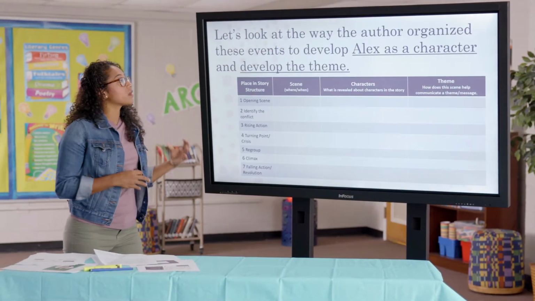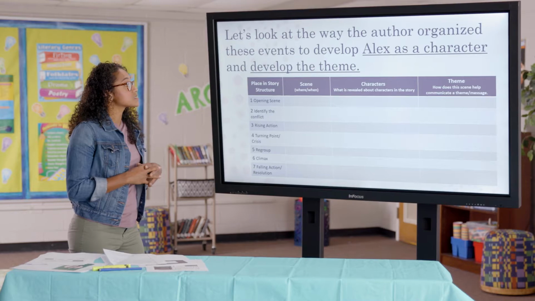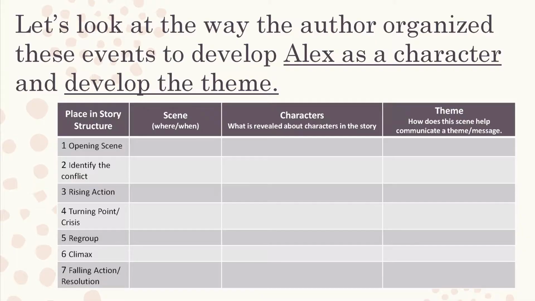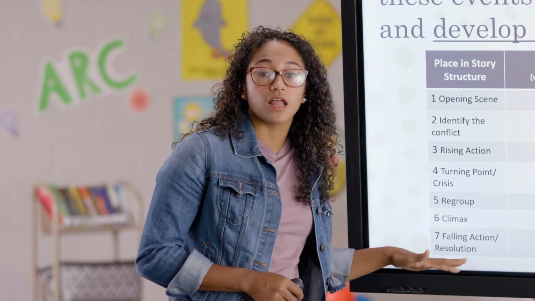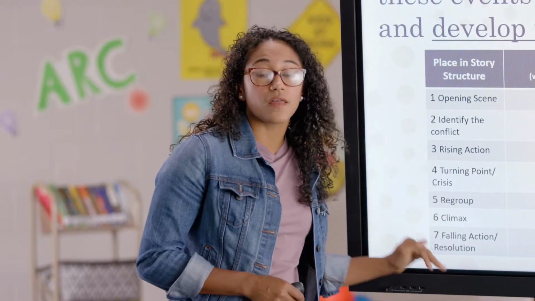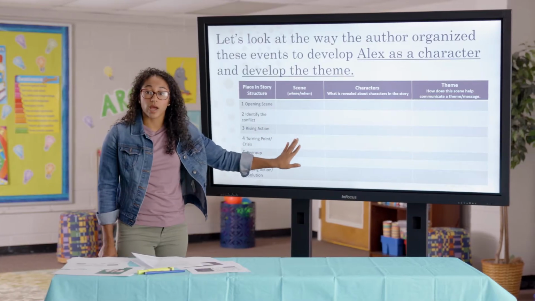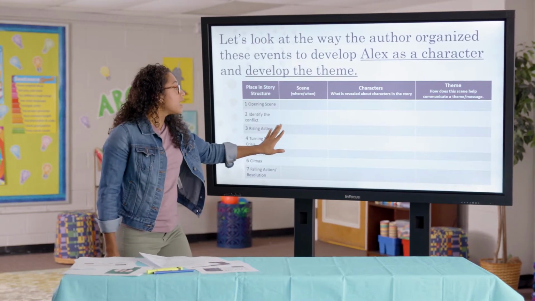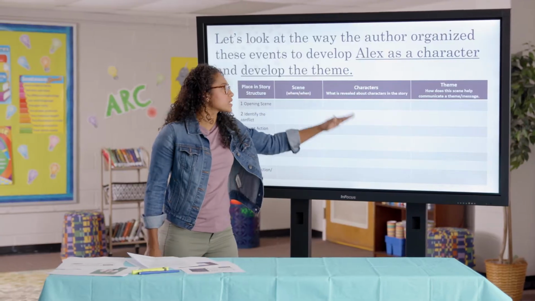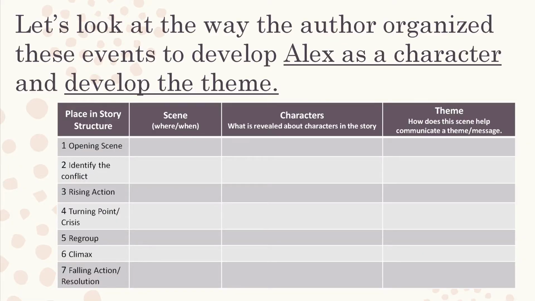So let's look at the way the author actually organized these events to develop Alex as a character and develop the theme. And this is the same chart that you are going to use when you're organizing your narrative. In this first column, we're going to list all the pieces we saw in that plot diagram. In the second column, we're going to list the scene, where and when the story was taking place. And then here is where we're going to focus on how the character develops throughout the story. And this last column is where we're going to address how each event leads us to our theme at the end.